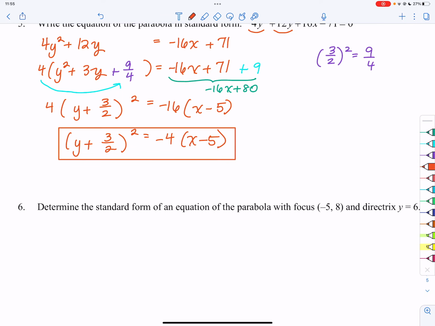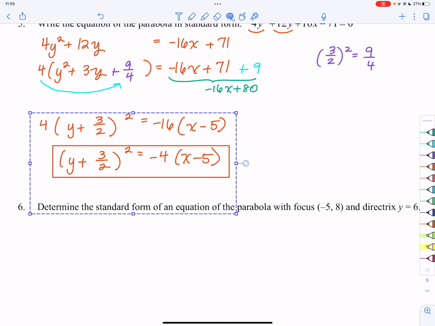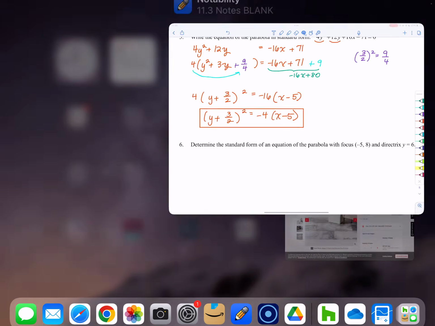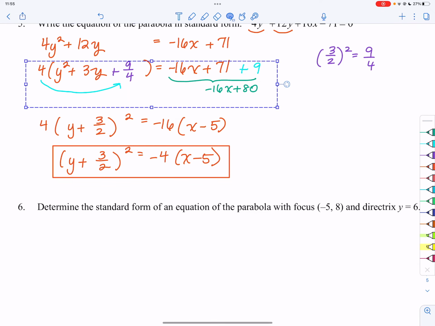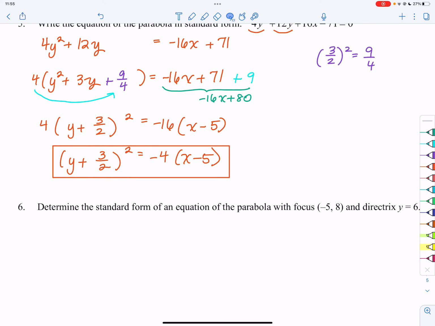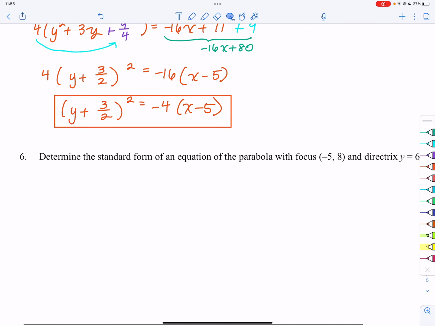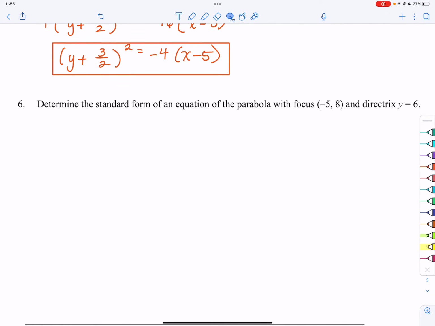So we can move a few of these down just a touch, and maybe this one down just a little bit. Okay, now let's take a look at number 6.